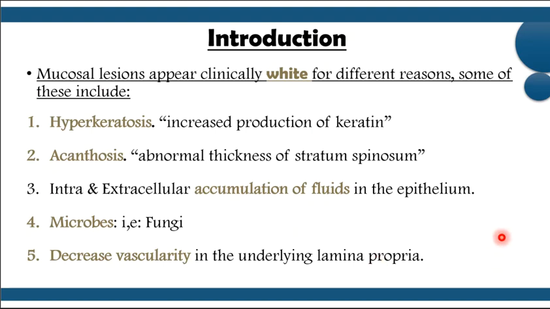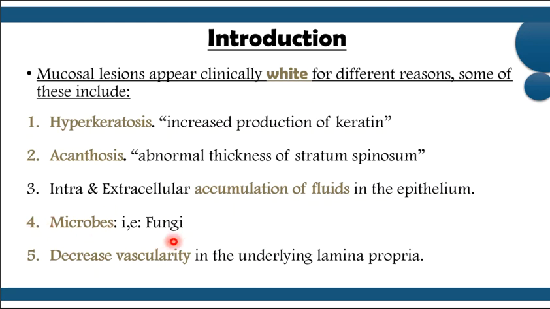Okay, in the beginning we want to know why those lesions are becoming white. يعني ليه بيكون عندنا the white color? Because of different reasons, and some of them include hyperkeratosis اللي هي زيادة production of the keratin. Acanthosis هو عبارة عن abnormal thickness of the stratum spinosum layer of the epithelium بتديني برضو white color. Also, intra and extracellular accumulation of the fluid in the epithelium will give or بيعكس ليا the white color.